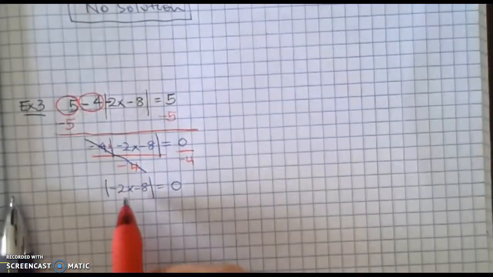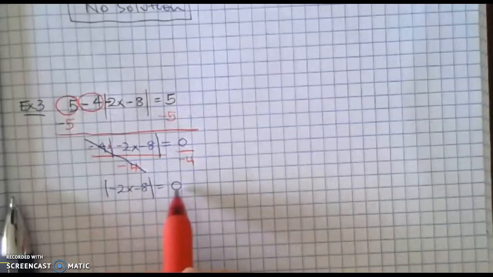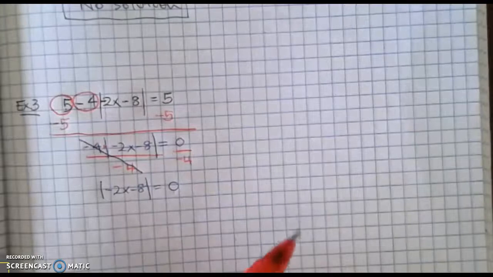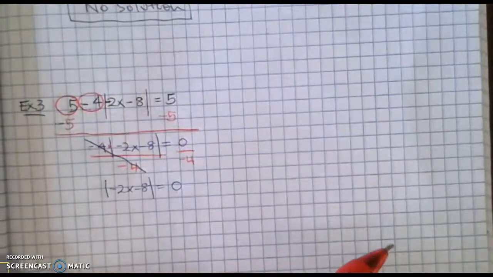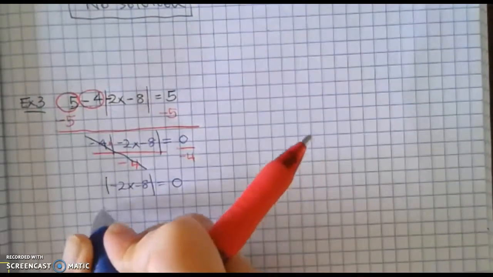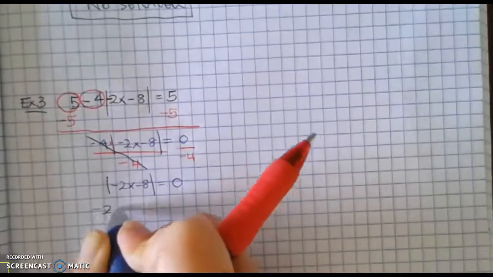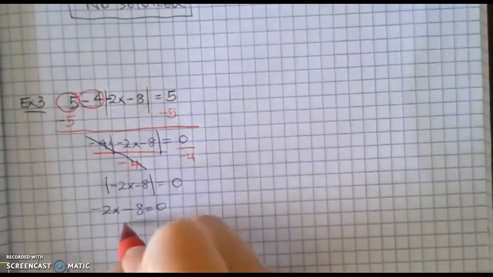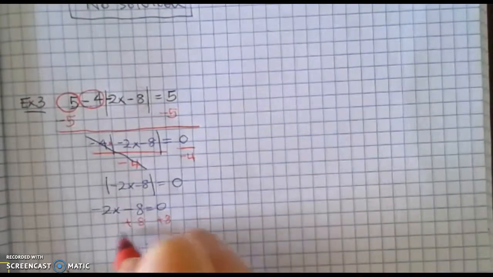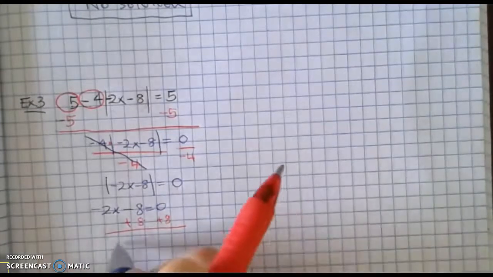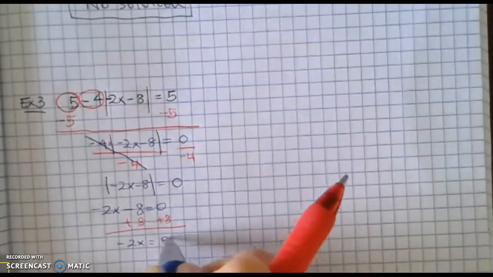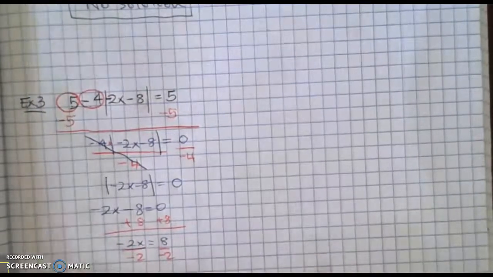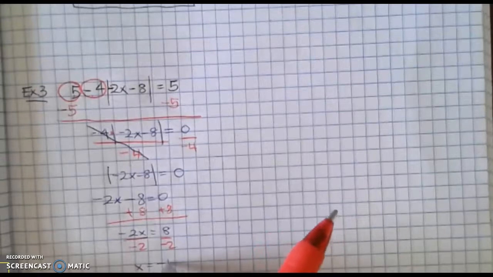So then you have to be asking yourself, okay, can you have a positive and negative 0? No, 0 is just a 0. It does not have a positive value or a negative value. So you actually just have one equation in this case. Negative 2x minus 8 is equal to 0. And then from here, I am going to add 8 to both sides. And then you get negative 2x is equal to positive 8. Divide both sides by negative 2, and you get x is equal to negative 4.